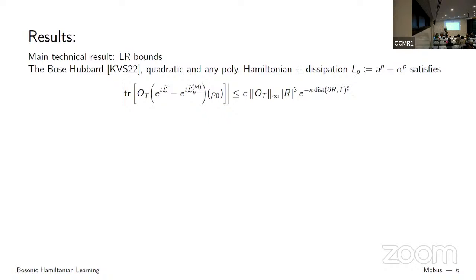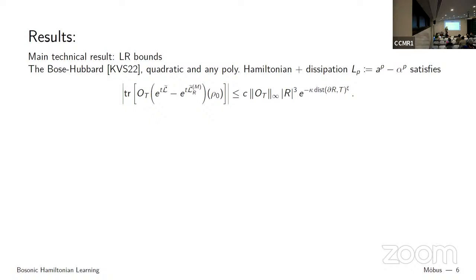Thanks. Okay, the first question is, do your results hold just for the Bose-Hubbard Hamiltonian or also for more general Hamiltonians? For any quadratic Hamiltonian, and if you add dissipation, you can do any polynomial. Okay, and M is the number of modes, right? Exactly, M is the number of modes, so it's the system size. I would expect that the total time required in your final result will also depend on the total number of coefficients that you have to learn, right? Yeah, exactly.